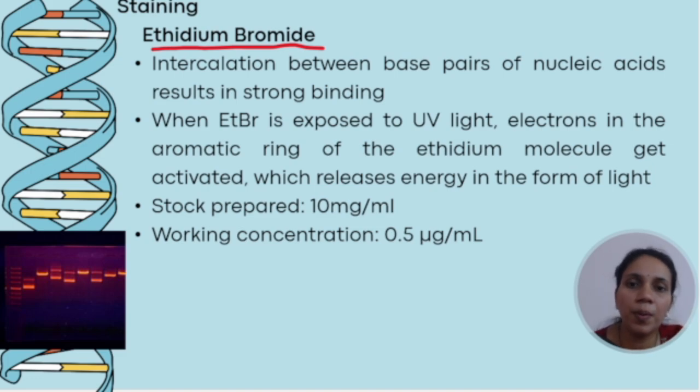Now how much do we prepare? Normally the stock is prepared as 10 mg per ml and the working concentration is 0.5 microgram per ml. This is the thing that we have to remember. Again, each lab will have their own standardized procedures, so that will differ based on this.